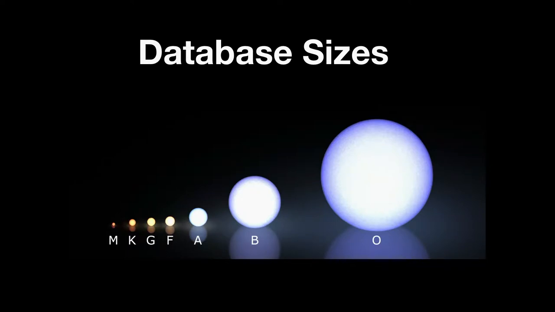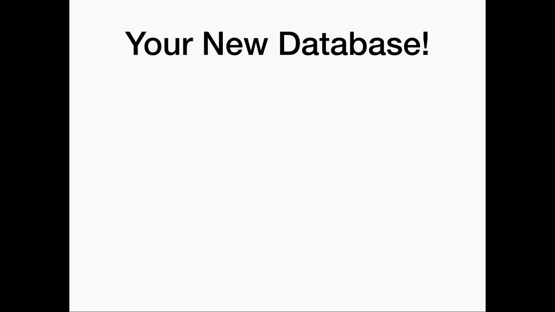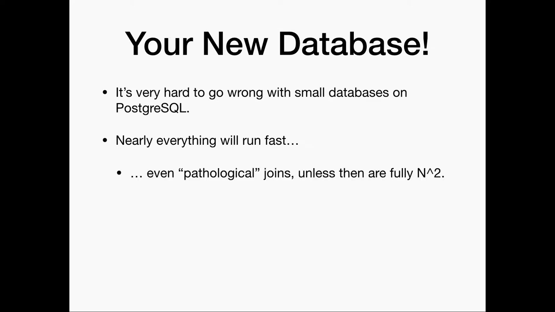We have database sizes all the way down from teeny little red dwarfs up to blue supergiants. So we're going to use this as our model for database sizes. So, you do your apt-get install, and you install your little database, and it's tiny. For tiny, I'll say under 10 gigabytes is tiny. So it's your brand new little database. It's hard to go wrong here. You really have to go out of your way to misconfigure a database of this size. Nearly everything will run fast, which is a big danger, because as things grow, they'll stop running fast, and you can get lured into a false sense of security on small databases, especially when you're testing.